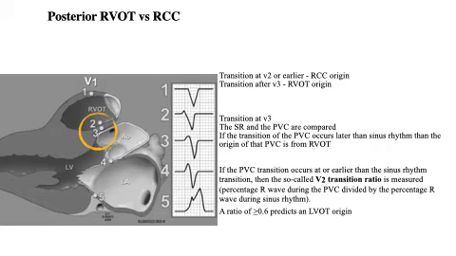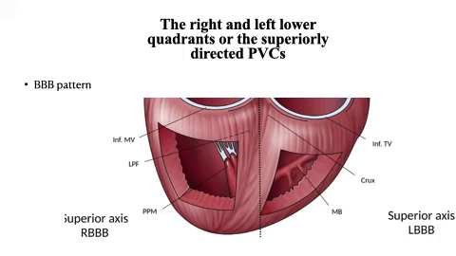If the transition of the PVC occurs later than the sinus rhythm, then the origin of that PVC is from RVOT. If the PVC transition occurs at or earlier than the sinus rhythm transition, then the so-called V2 transition ratio is measured. A ratio of more than 0.6 predicts an LVOT origin.